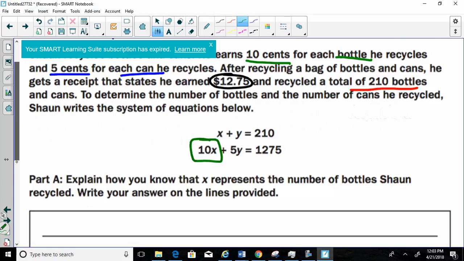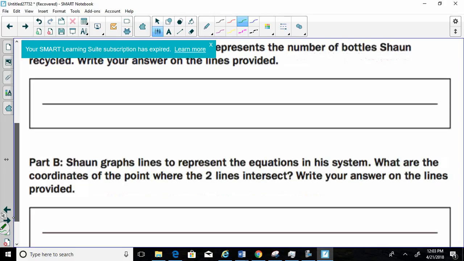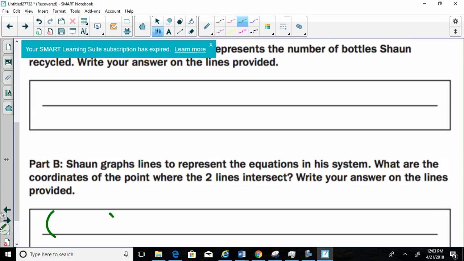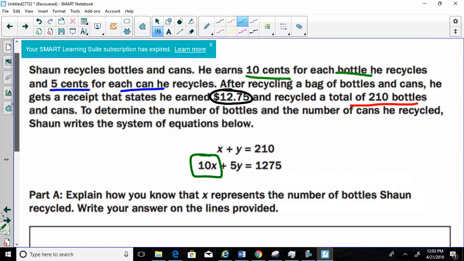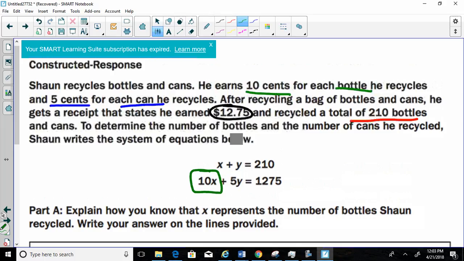This was on your test. Next one, Sean graphs the lines to represent the equations. What are the coordinates of the point where the two lines intersect? They just want the coordinate. So I'm going to show you, first of all, I'm going to use elimination again because x and y are on the same side. So I want to get them to be the same number, different sign.